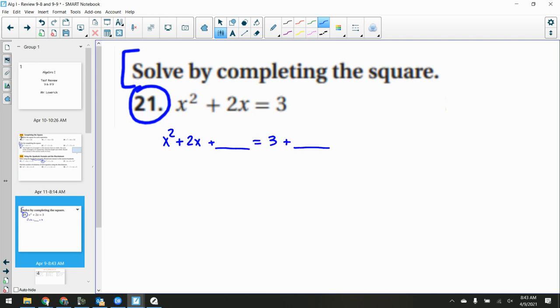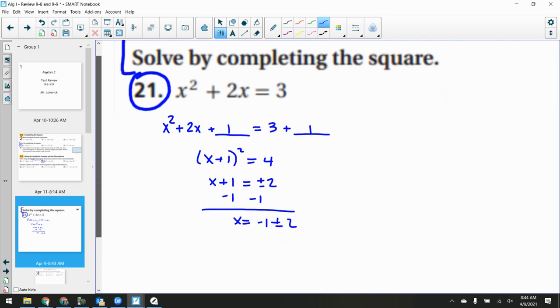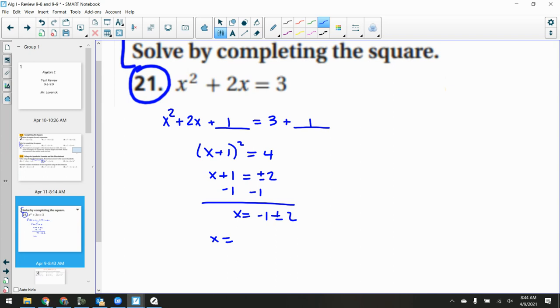What is my magic number again in this one? Well, that's nice. That's easy. So I've got x plus 1 squared is equal to 4. I square root 4, and what do I get? Plus or minus 2. Don't forget about the plus or minus. And then we subtract over the 1. x is equal to -1 plus or minus 2. Okay, and now we say -1 plus 2, positive 1. -1 minus 2 is -3. Questions on that one? We feel good about that?